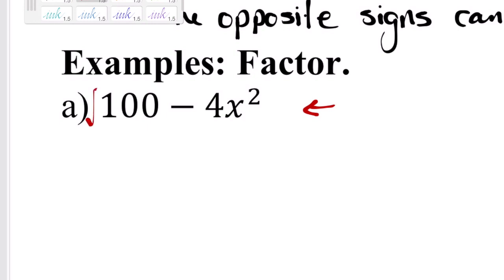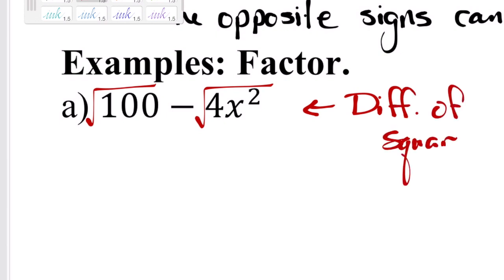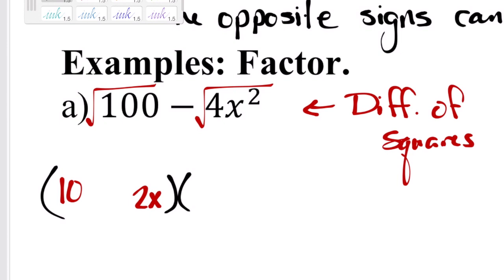I also can imagine taking the square root of these. So those are difference of squares. And so the square root of 100 is 10. The square root of 4 is 2, and the square root of x squared is just x. And because this is difference of squares, I know I have two factors, two binomials this turns into. And because there's no middle term, I know I have a plus and a minus.